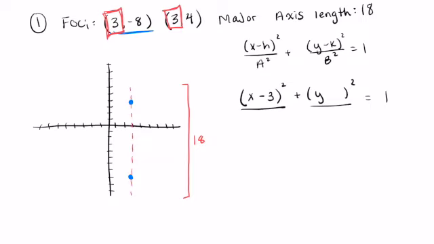I've got to go and find that. For me, the easiest way to find that is to count the distance between my foci. I know that this is a distance of 4, and this is a distance of 8. The only reason I do it like that is because these are those distances right here. Agreed? So that total distance is going to be 12, 4 plus 8.